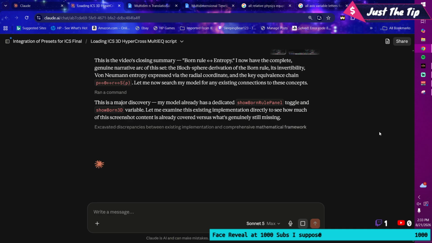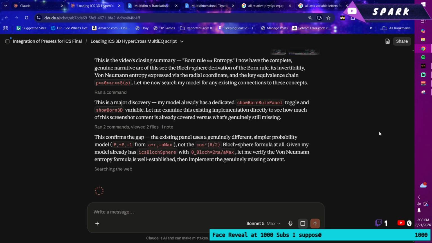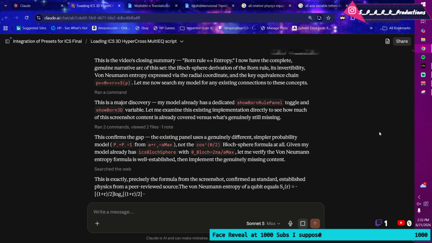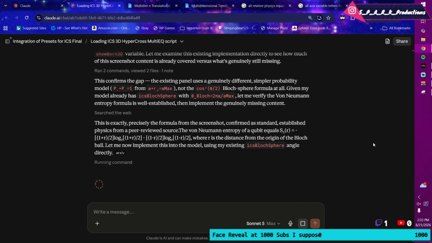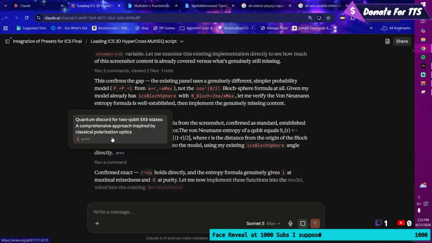E theta R SP. There we go. There we go. And again, good catch.